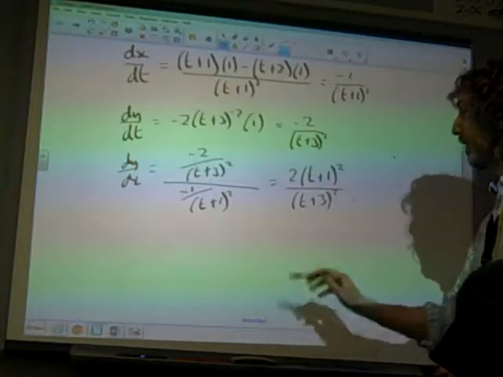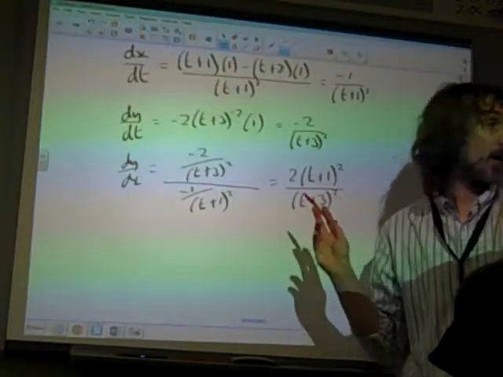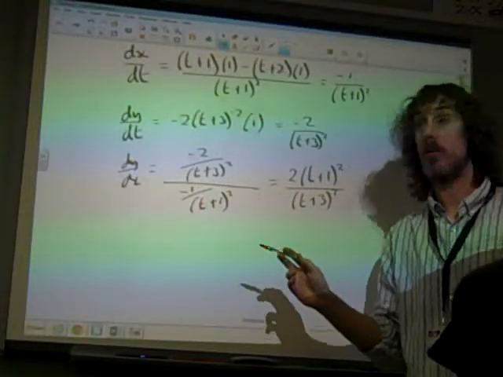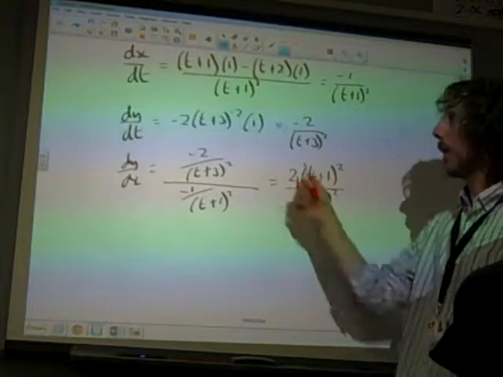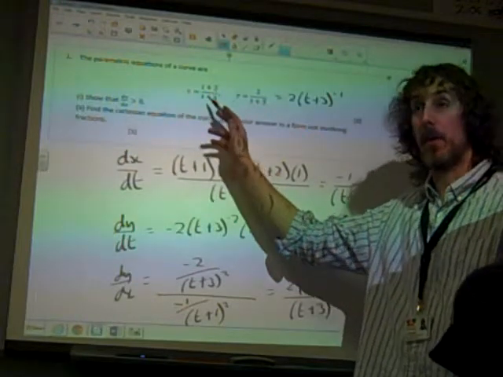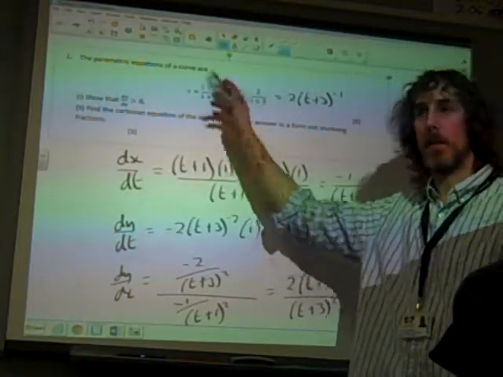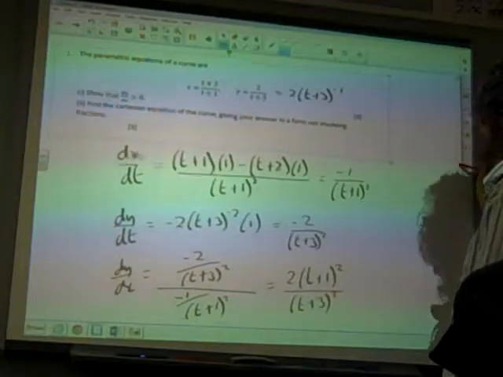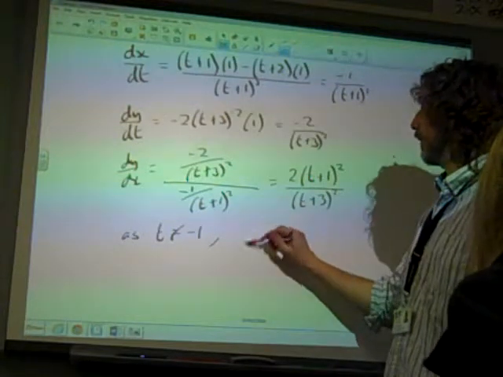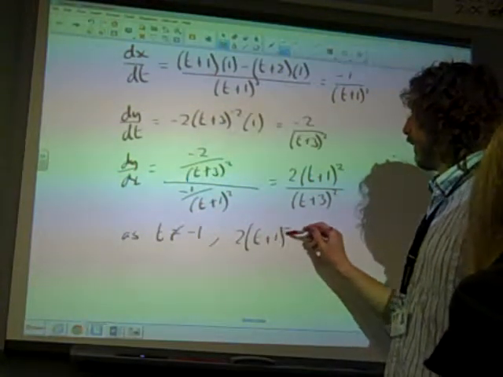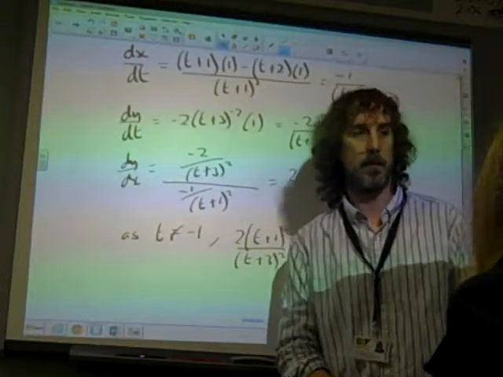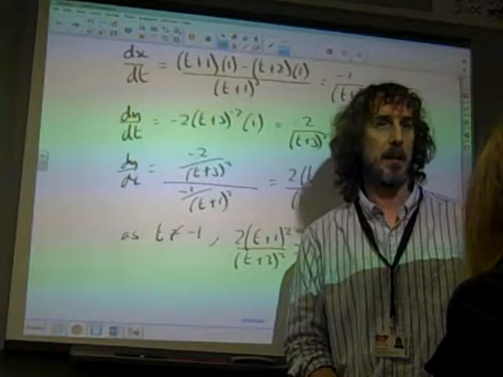How do we show that that's always greater than 0? Well, these things are both squared, aren't they? And squared things are greater than or equal to 0. So the only issue is, could it be equal to 0? But if we look back at the original question, t can't be equal to minus 1, because that would give us a 0 on the bottom of that fraction. So as t is not equal to minus 1, 2 (t plus 1) squared over (t plus 3) squared must be bigger than 0. That was a sneaky bit, wasn't it?